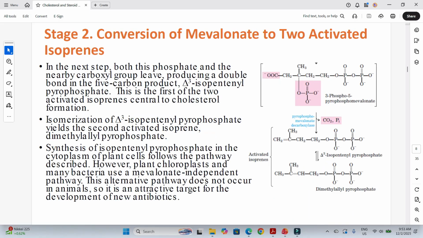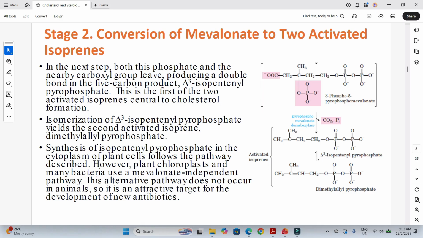What's going to happen is that this carboxylate group will leave the molecule in the form of carbon dioxide. So the pair of electrons will delocalize to this carbon, which will further delocalize to this carbon atom, causing the breakage of the carbon-oxygen bond of the phosphate group, in the process releasing carbon dioxide and inorganic phosphate. So you end up forming delta-3 isopentenyl pyrophosphate, this structure.